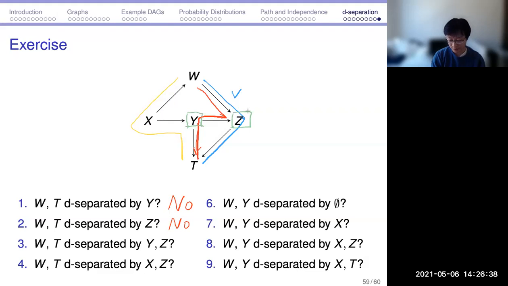Now the other one is very simple. For the yellow one, because we have this chain structure from X to Y, from Y to T, when we're conditioning on Y, we're blocking this yellow path. So the answer to question 3 is yes.